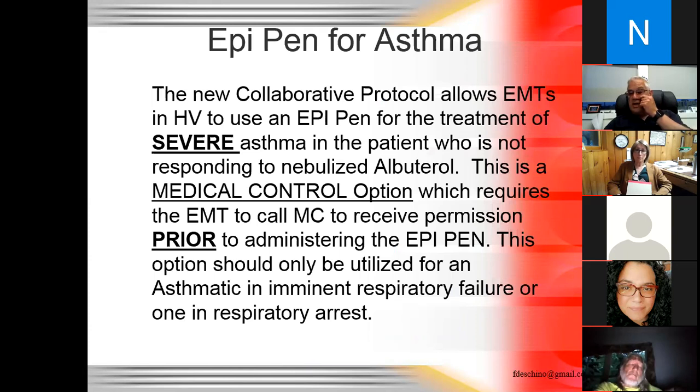Okay. So again, the Epi Pen, we said, is a last-ditch effort in a dying asthmatic. It's only a medical control option, which means you can't do it on standing order. It's a patient who has to be pretty much out of it, dying in front of you, not moving any air, can't use albuterol because of their mental status. They're not a candidate for CPAP or anything like that. So it's a last-ditch effort.